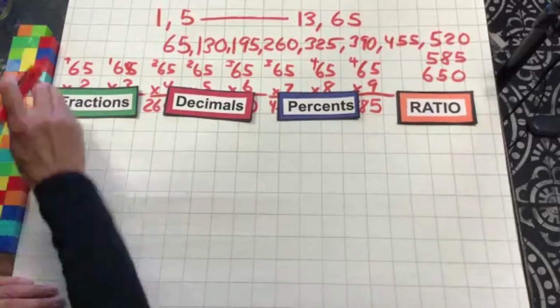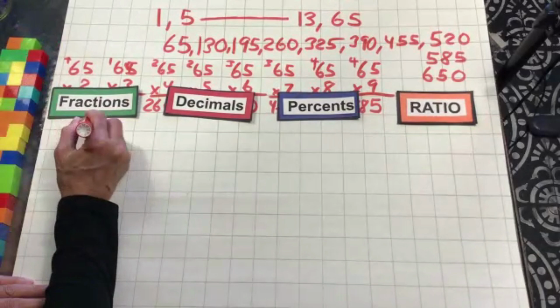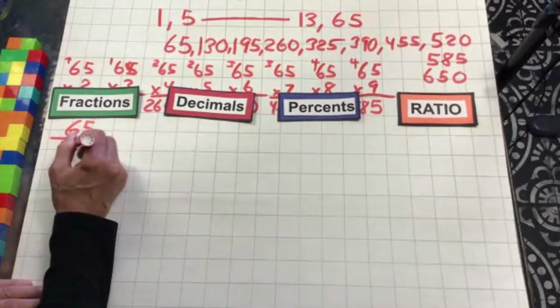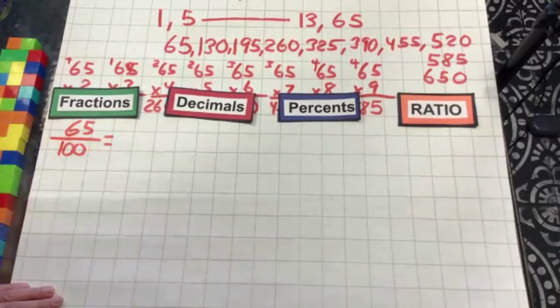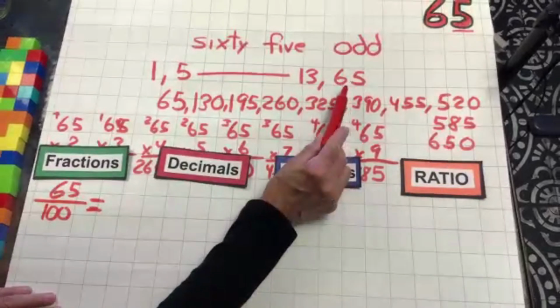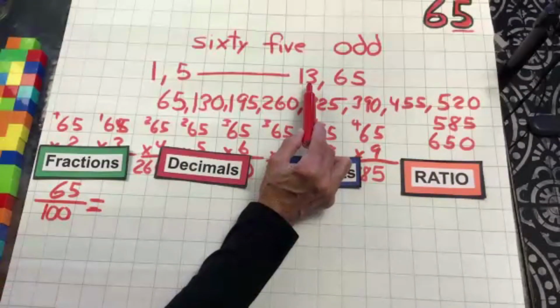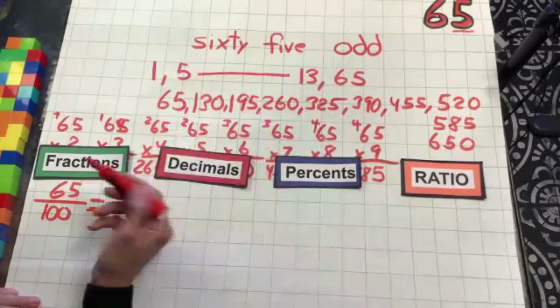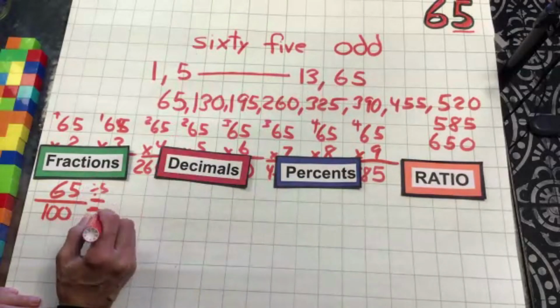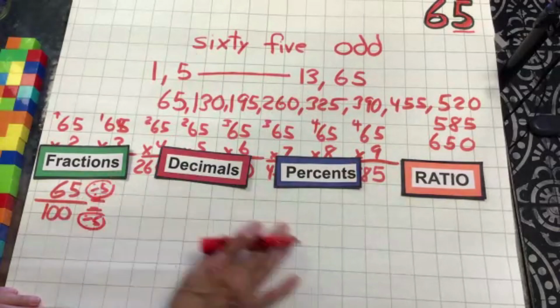So of course our first one is our fraction, which is 65 daily number workouts out of 100. And we're looking up here. We know 65 does not go into 100 evenly. 13 will not go into 100 evenly. 5 does. So we're going to divide the numerator and the denominator by 5.